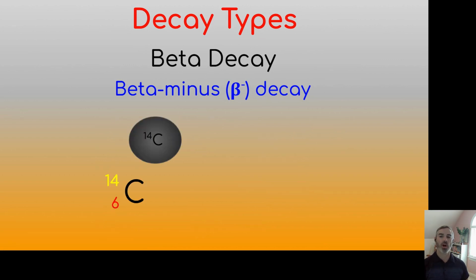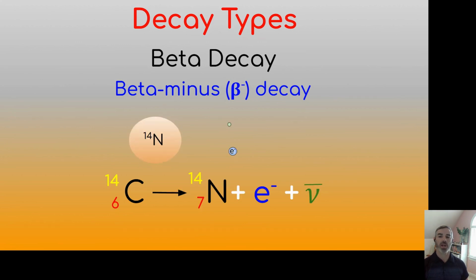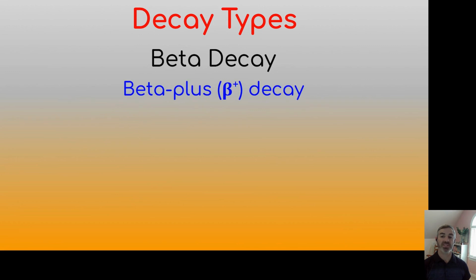Now looking at carbon-14 and its breakdown equation, carbon-14 has an unstable nucleus, and it breaks down into nitrogen-14, an electron, and an antineutrino. You can see that the charge increased by positive 1 from carbon-14 to nitrogen-14, but that electron then decreases the charge. Now another type of beta decay is beta plus decay.